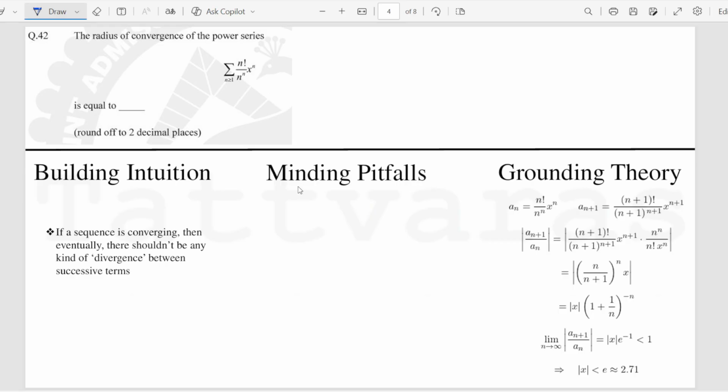Now, once you know what you have to do, it's straightforward. You have to take the ratio of successive general terms and then take the limit going to infinity. Two things to be mindful of in this process. Make sure you are not confusing your numerator and denominator. It's the successive term divided by the previous term.